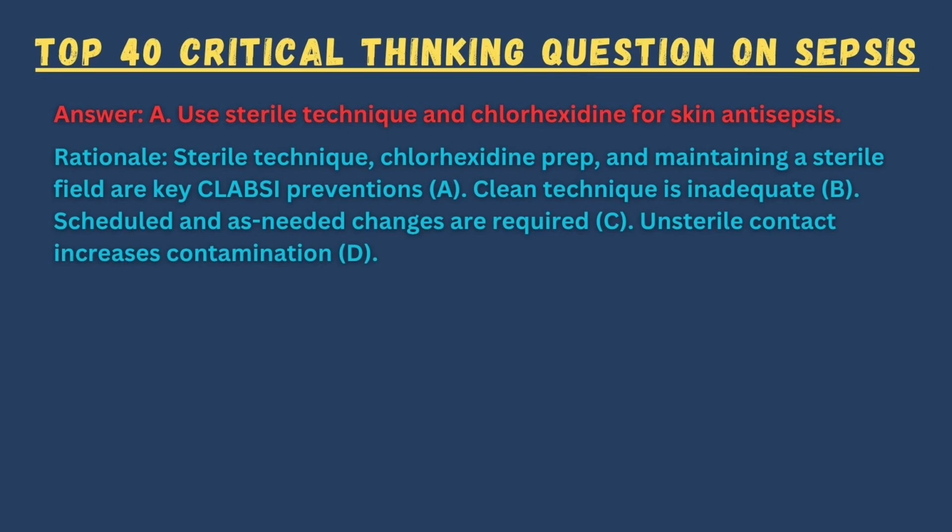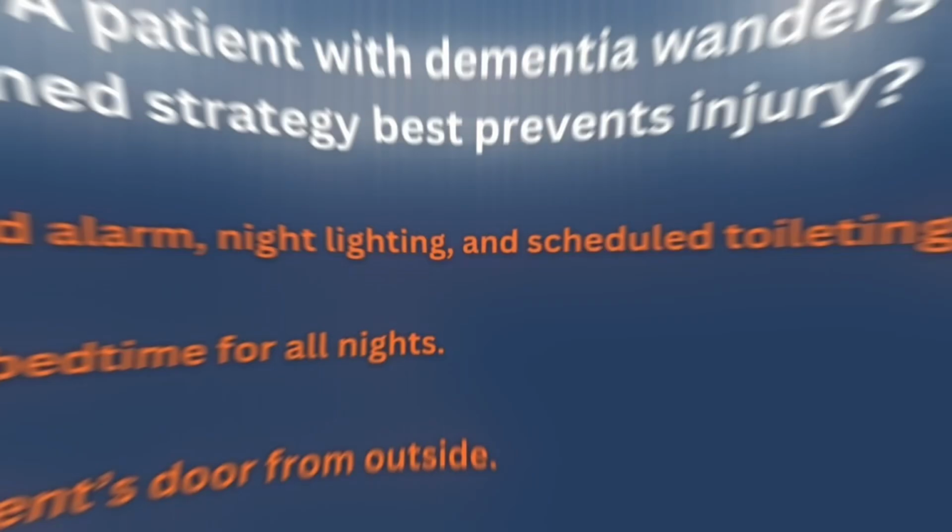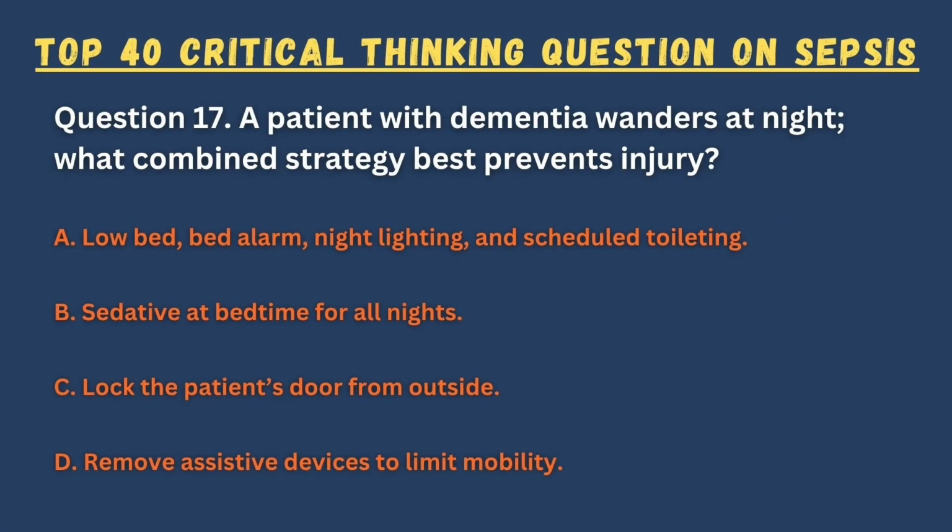A. Clean technique is inadequate. B. Scheduled and as-needed changes are required. C. Unsterile contact increases contamination. D. Question 17. A patient with dementia wanders at night. What combined strategy best prevents injury?